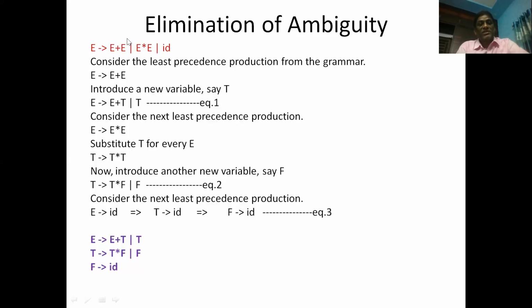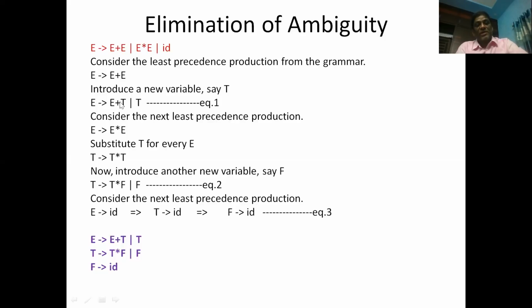You are going to replace the second occurrence of variables, same variables, with a new variable, and the same process will be repeated until all the second occurrence of variables are replaced properly. Okay, and this replacement process begins with the least precedence production. So in this grammar, the least precedence production is E plus E. So we'll begin with E implies E plus E, and we replace that second occurrence of capital E with a new variable T.